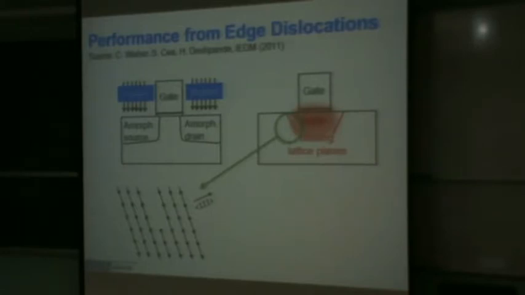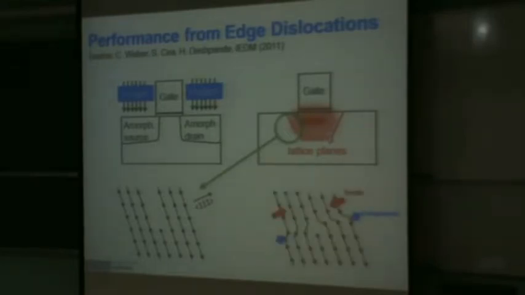Now, these atoms don't just sit there. They actually move into that space. And when they move in, they pull atoms with them above the defect, and that puts a tensile stress on the lattice above the defect. But below the defect, since the lattice is kind of curving around the defect, you're pushing atoms out, and you get a compressive effect.